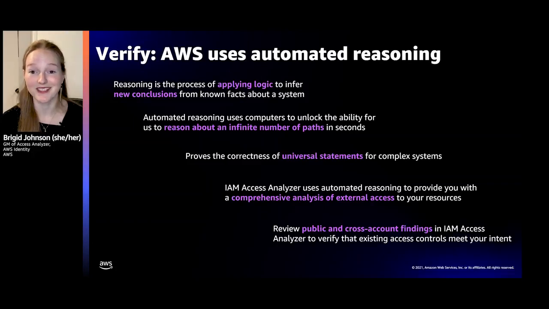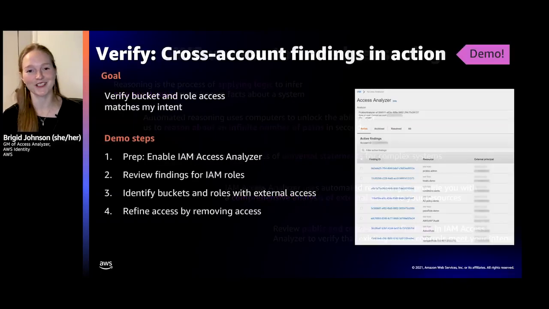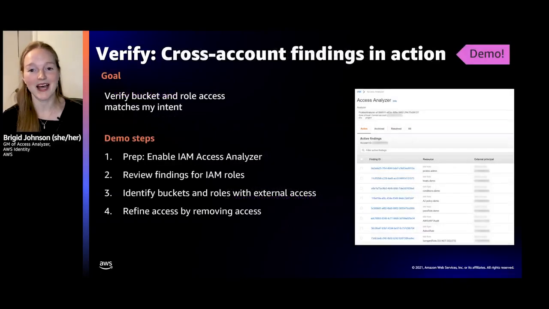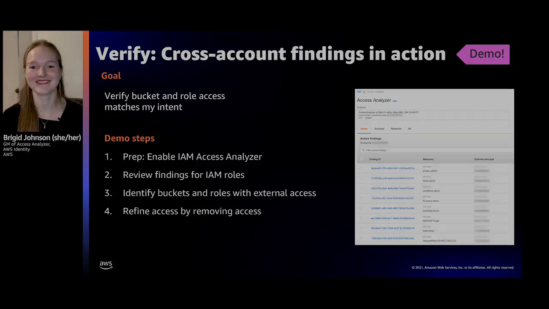The coolest part about this is that those first 4 things on the slide, you don't even know you're using automated reasoning, right? AWS does it all for you to make sure that our analysis is comprehensive. So let's check it out. We're going to have a demo, and I've already enabled Access Analyzer in my account, and I'm going to go verify some bucket access and some role access to make sure it is what I intend. So let's go over to the demo and see what it's like.